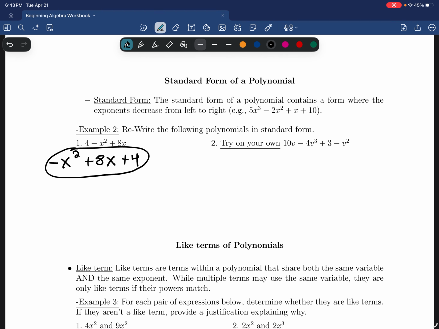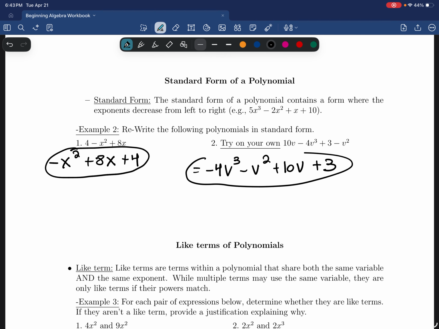So for example 2, taking a look, my highest exponent is 3. So I'm going to go ahead and write that term first on the left. So we have -4v cubed. And then I'm going to see what comes next. In this case, the -v squared term comes next because it's in descending order, 3, 2. And I have to look for the next one, which would be here, 10v. So I'm going to add that 10v. And then I'm going to bring that +3 at the end here. And that's it.